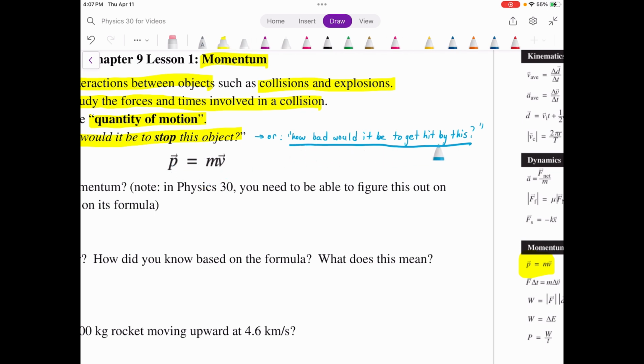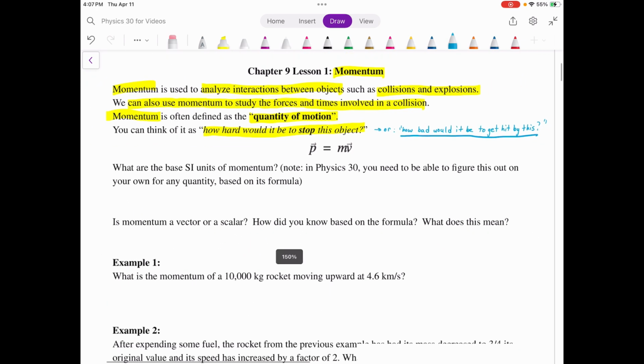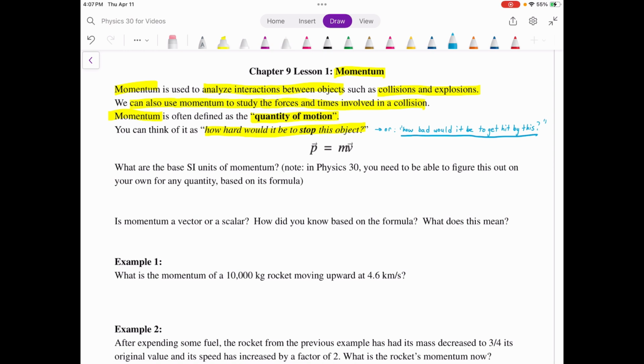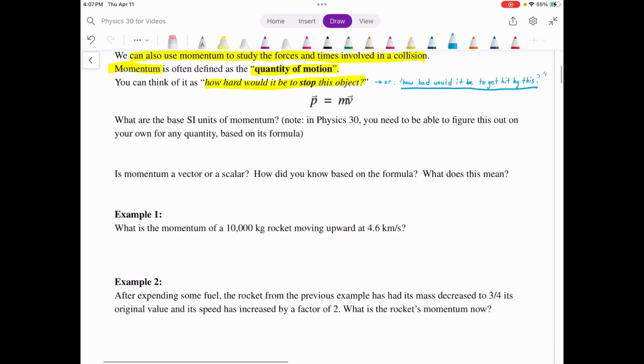So this is another way of thinking about the amount of oomph, the quantity of motion. That's what momentum is. How hard would it be to stop this object? How bad would it be to get hit by this object? That's one way you can give yourself an intuitive feeling for what momentum really is. Okay, let's try out our first example here.